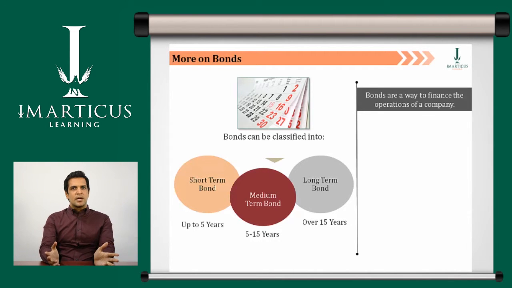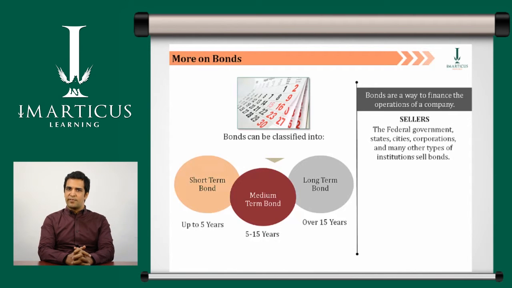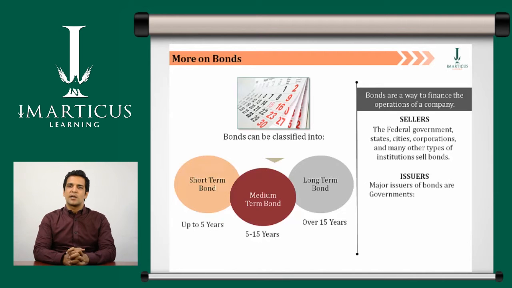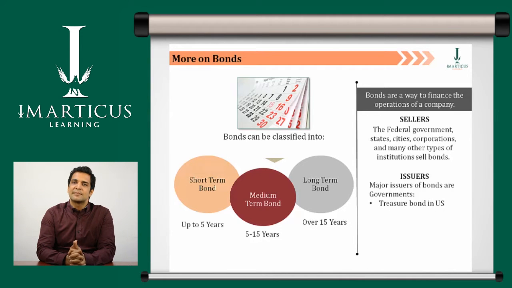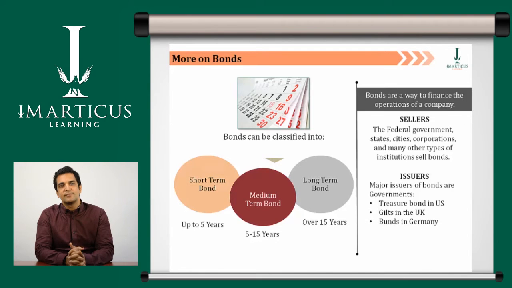Now, bonds are a way to finance the operations of a company. Sellers include the federal government, states, cities, corporations, and many other types of institutions sell bonds. Major issuers of bonds are governments. Some examples include treasury bonds in US, gilts in the UK, and bunds in Germany.